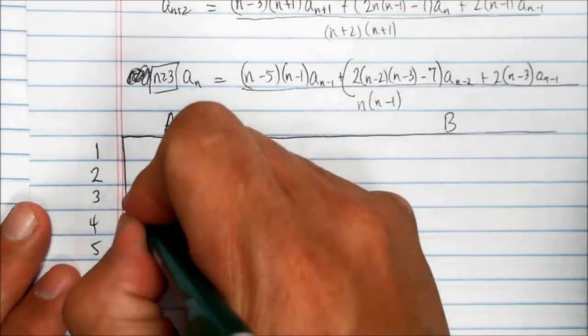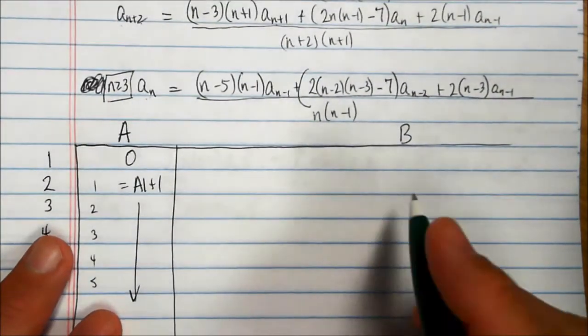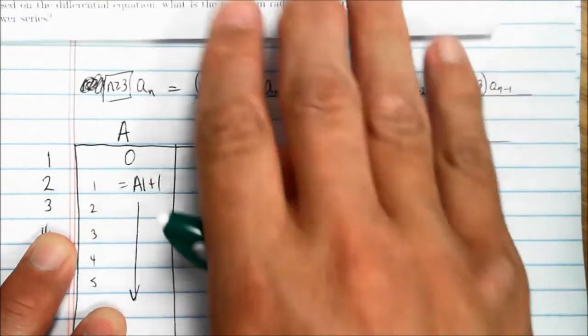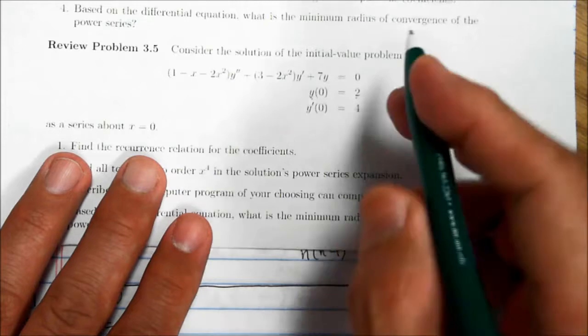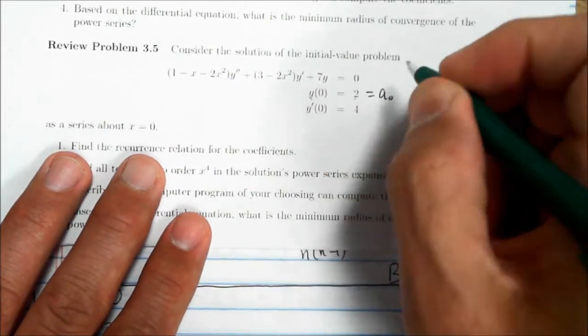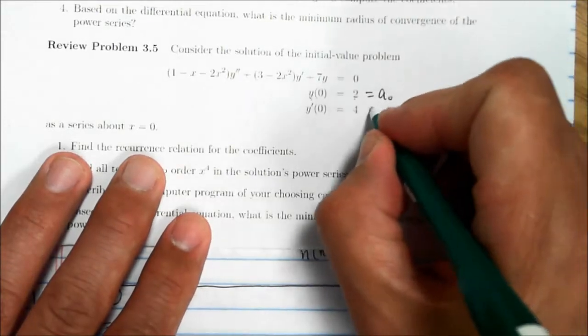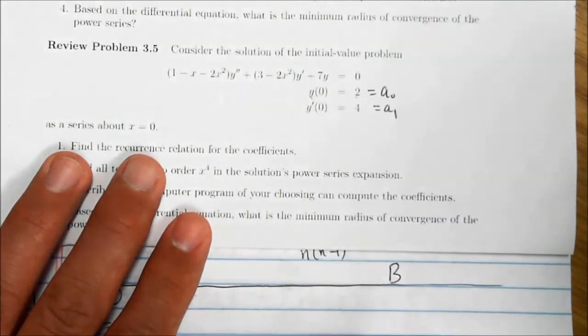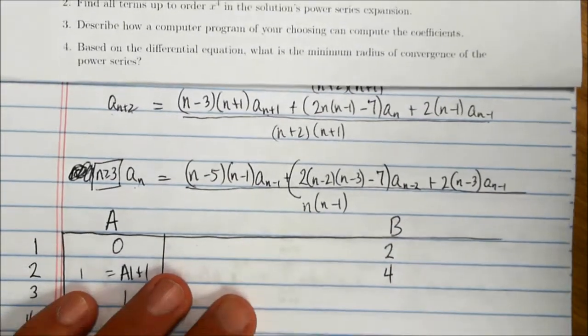So this will be 1, 2, 3, 4, 5. Okay, now let's take a look back again at the original initial value problem. We were given that y of 0 is equal to 2. That's a fancy way of saying that a sub 0 is equal to 2. We're also given that y prime of 0 is equal to 4, which is a fancy way of saying that a sub 1 is equal to 4. So these numbers are given to us in the initial value problem, 2 and 4.